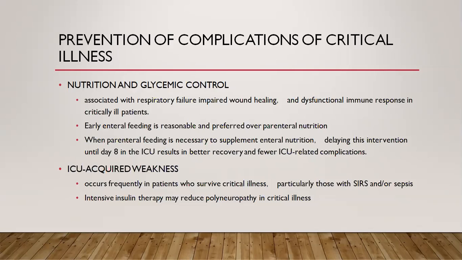ICU-acquired weakness occurs frequently in patients who survive critical illness. The stay is commonly more than a week, on average 2 weeks or more. So the patient is not walking and stays in bed for a long time, hence they acquire weakness, particularly those with SIRS and or sepsis. And intensive insulin therapy may reduce polyneuropathy in critical illness.